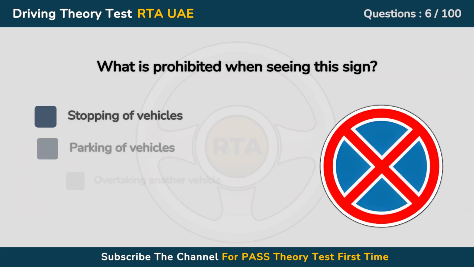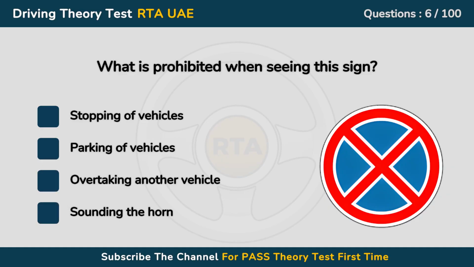Question 6. What is prohibited when seeing the sign? A. Stopping of vehicles. B. Parking of vehicles. C. Overtaking another vehicle. D. Sounding the horn.